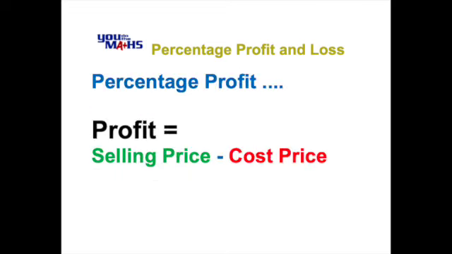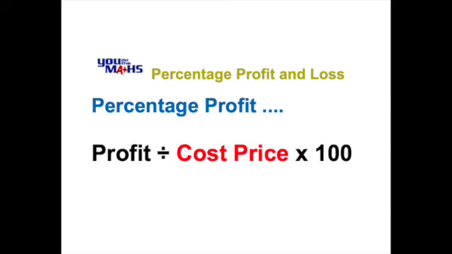To determine the percentage profit, what we do is first of all calculate that profit, which is the selling price minus the cost price, and then to determine the percentage, we put that profit over the original price or the cost price. In other words, we divide the profit by the cost price and multiply it by 100.